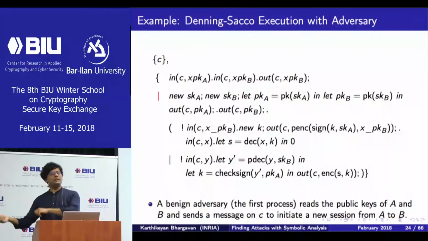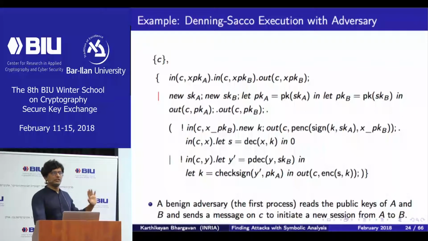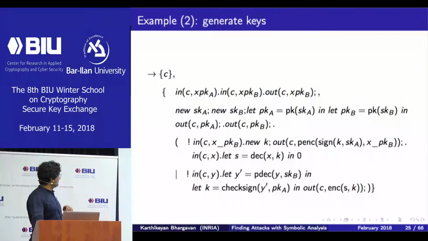Like A should send a message to B, B should send a message to A. Everything should work perfectly fine. We expect nothing bad will happen. We just want to see that the protocol actually executes as expected. That's why I'm calling it a benign adversary.